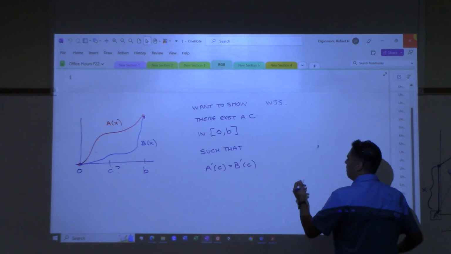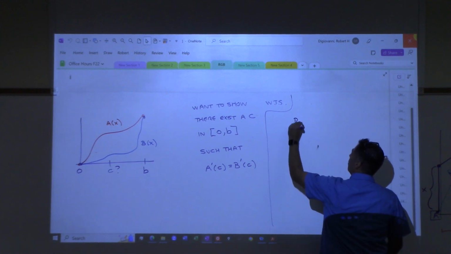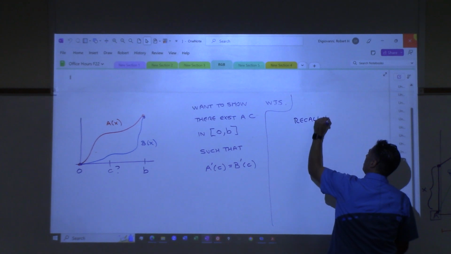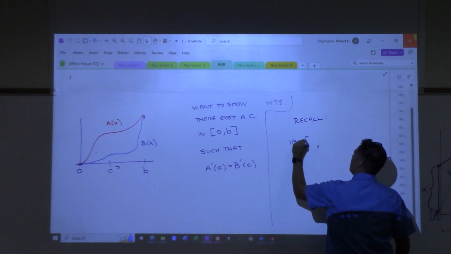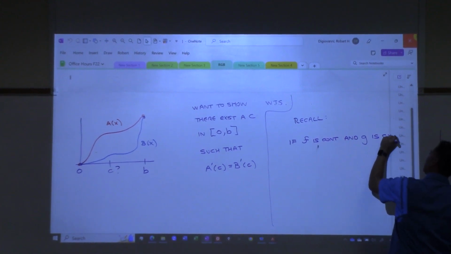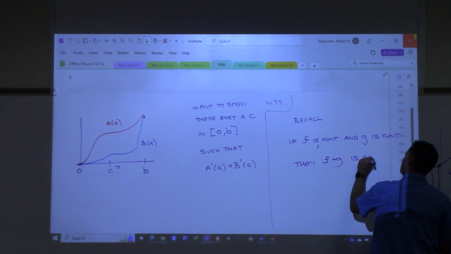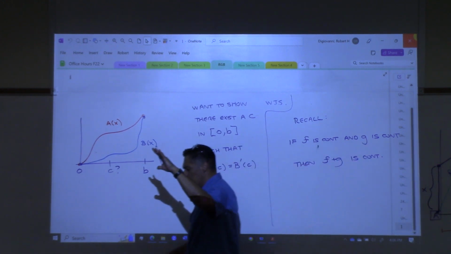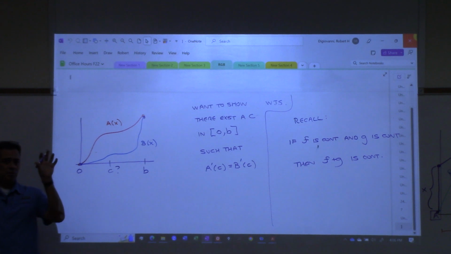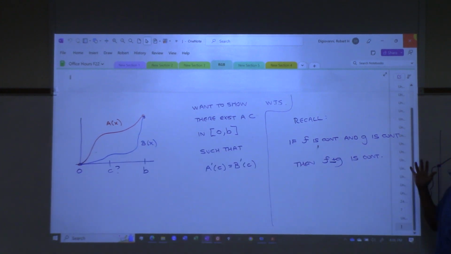All right, I need a couple of things to get this started. I'll be done before we finish up here. So recall just a few things that I'll need. If f is continuous and g is continuous, then f plus g is continuous. This is something we established with the theorem at the beginning when we were talking about continuity. If you have two continuous functions and you add them together, it still stays continuous. And it also works for subtraction. If you subtract two, it's still continuous. So is that all right with y'all? Okay. That's the first thing.